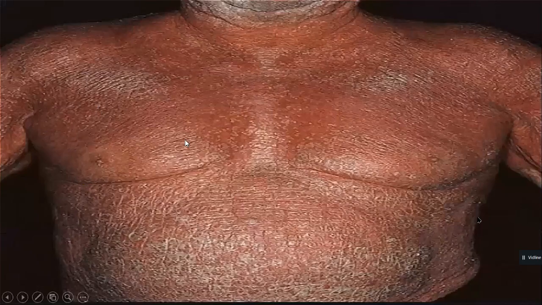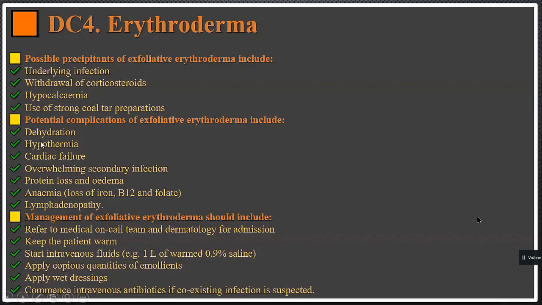Complication here, as you see, the patient has more than 90%, so it can cause dehydration. The skin will be broken. That's why the patient can get dehydration, hypothermia, cardiac failure, secondary infection, protein loss edema, also anemia. So it's logical to expect these complications.